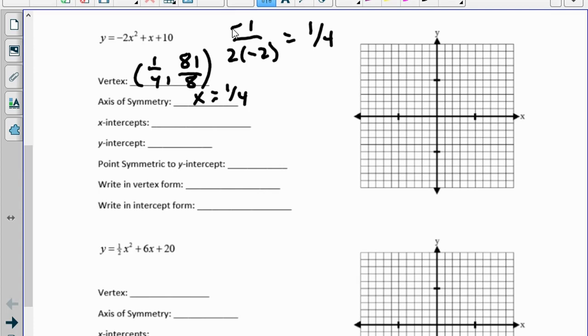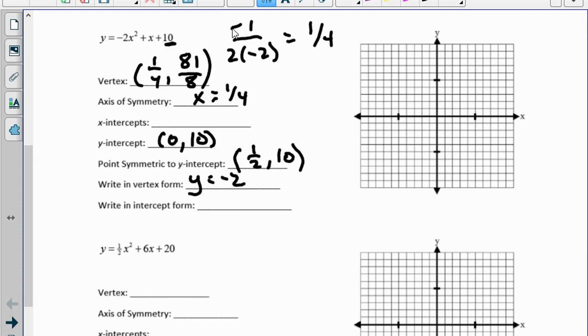So once again, I could have a dotted line there, but since it's at 1/4, I'm going to skip that on this problem. The x-intercepts, we'll deal with that in a minute. The y-intercept, we can tell, is 0, 10 from the equation, because if we substitute 0 in for x, we get 10. The point symmetric to the y-intercept, since the axis of symmetry is at 1/4, means we go an additional 1/4 to the right. So we have 1/2 comma 10. And we can also easily write this in vertex form.